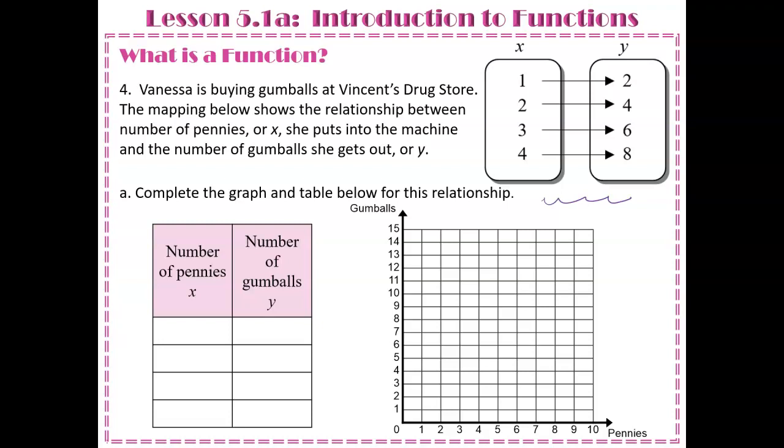So we're going to take that mapping and we're going to put it onto a table. So we just transfer the x's over here. 1, 2, 3, 4. That's the number of pennies. We're going to transfer the y's. So 1 is paired up with 2. That arrow tells you what it's paired with. 2 is paired up with 4. 3 is paired up with 6 right here. This tells you where it's paired. 4 is paired with 8. Okay? So when we plot those, you have 1 penny, 2 gumballs, 2 pennies, 4 gumballs, 3, 6, 4, 8.